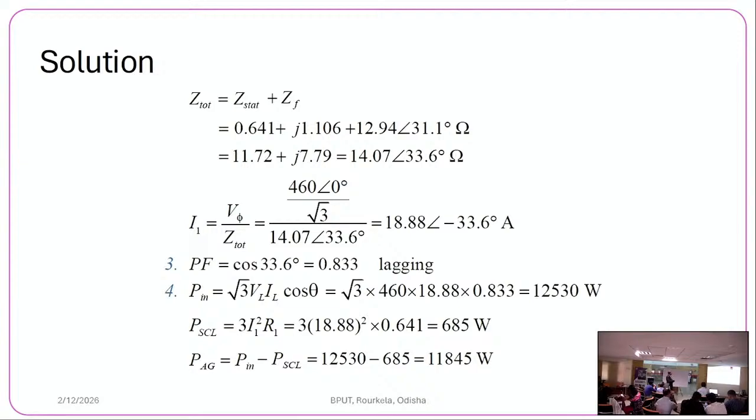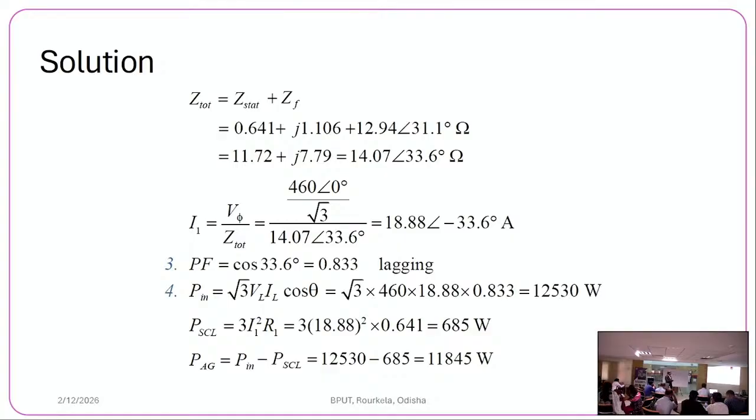So impedance is now 14.07 and power factor is cos 33.6, and I1 is per phase voltage divided by Z. Per phase voltage is 460 by root 3, and Z magnitude is 14.07. So you got current. Power factor you got, and input power is root 3 VL IL cos phi. You got input power like this. So stator core loss you subtract. Stator core loss is also given. And air gap power is this much.